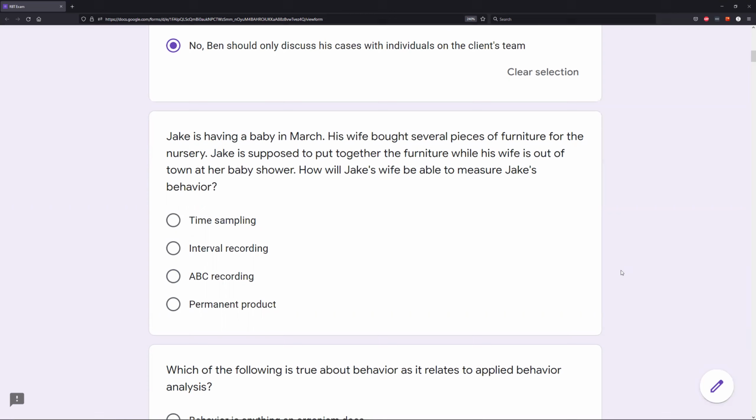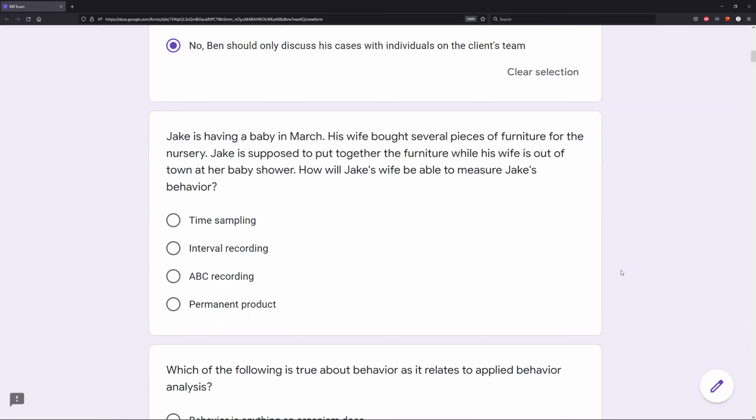Pieces of furniture for the nursery. Jake is supposed to put together the furniture while his wife is out of town at her baby shower. How will Jake's wife be able to measure Jake's behavior? So, Jake needs to build all this furniture, set up the nursery, and get everything ready to go for when his wife gets back from her baby shower.